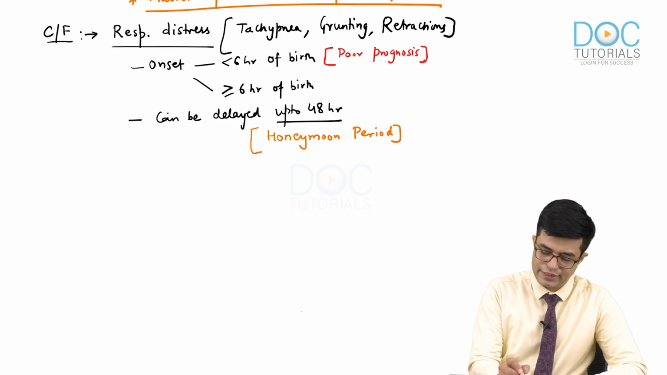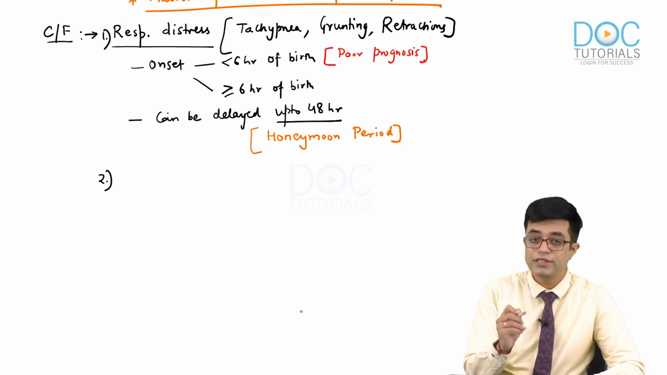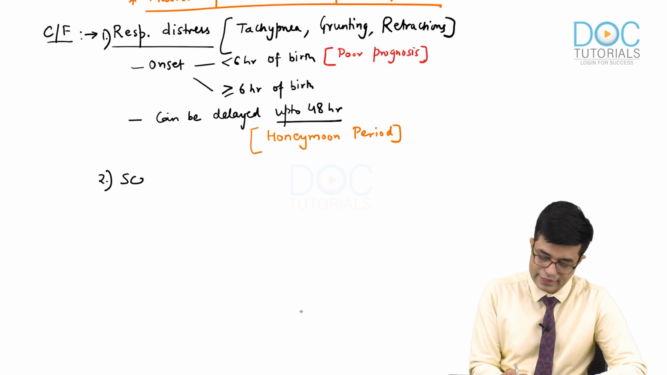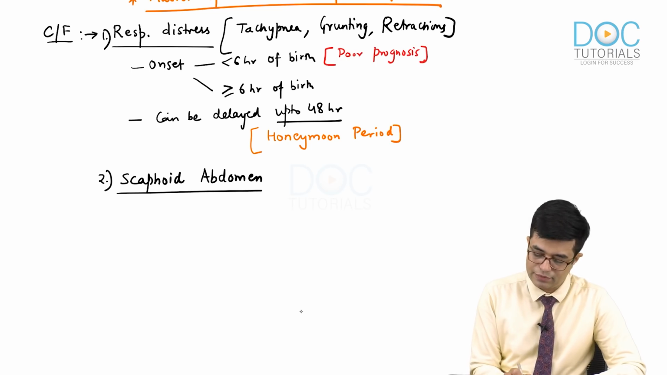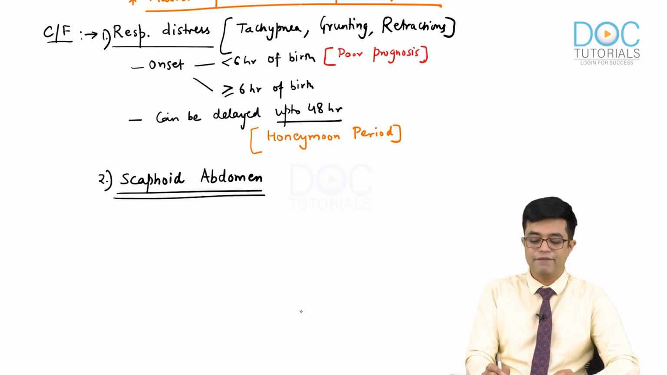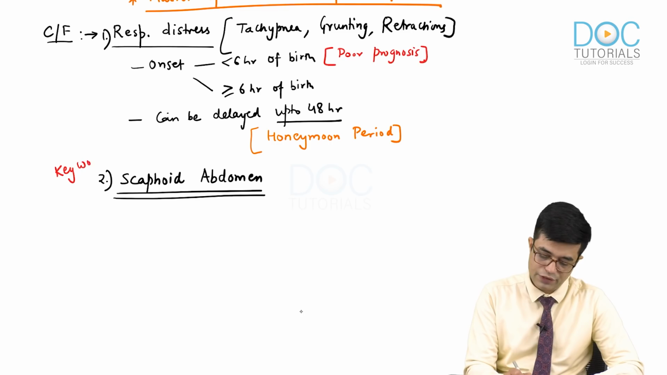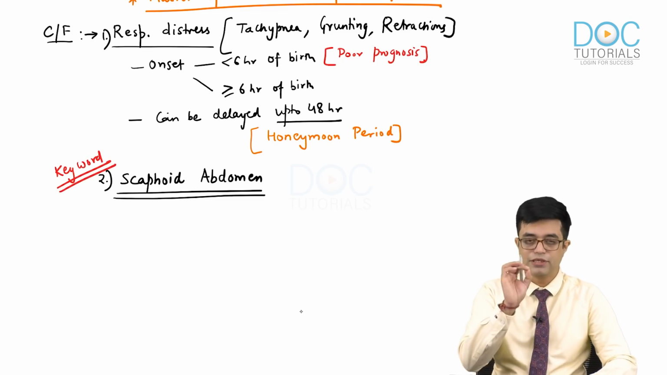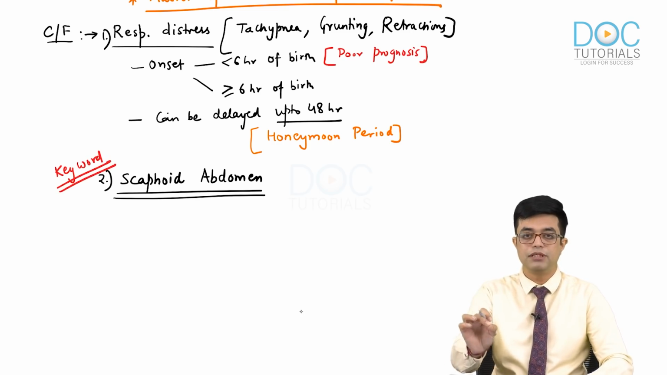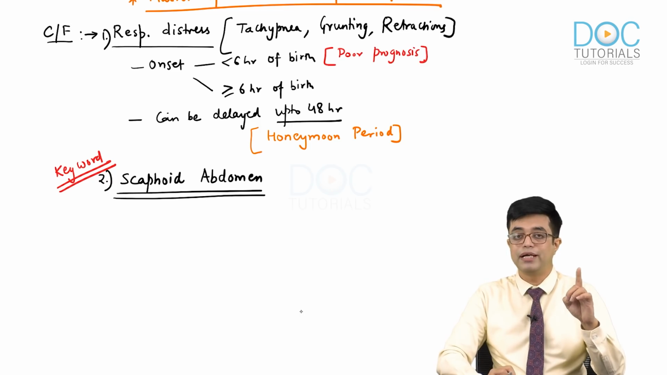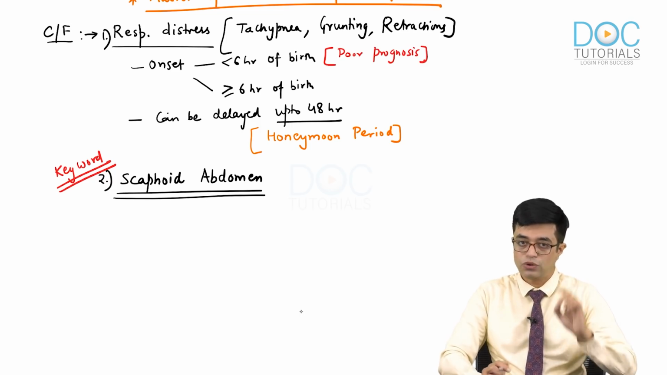So, the first feature is respiratory distress in these children. The second feature which you find on physical examination is scaphoid abdomen. Scaphoid abdomen is also called boat-shaped abdomen. There is a depression in the central part of the abdominal cavity, we call it scaphoid abdomen. It is a very, very useful point. It is a keyword which is mentioned in clinical MCQs. If an MCQ says newborn born with scaphoid abdomen, the first thing which should come to your mind is that congenital diaphragmatic hernia is being talked about.